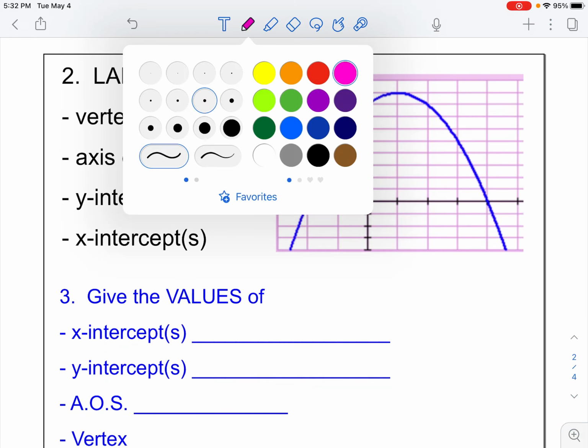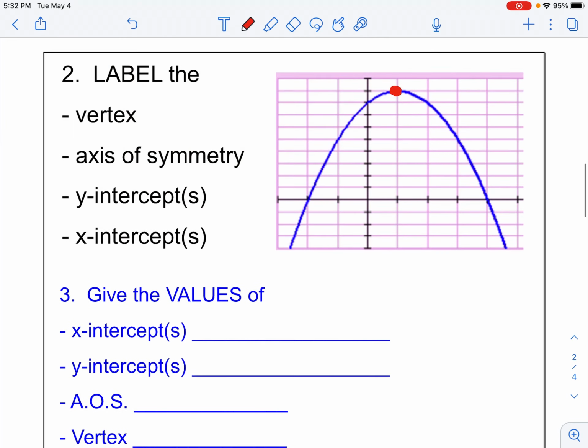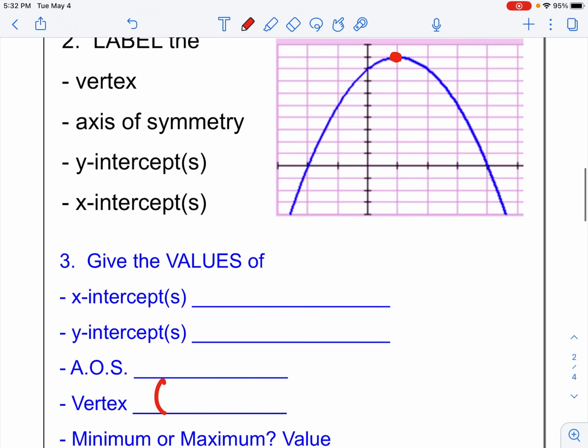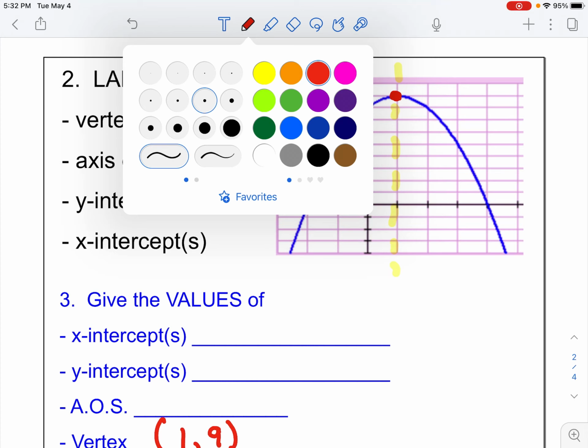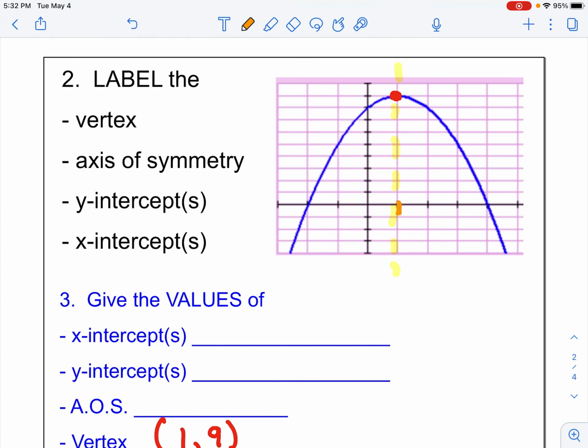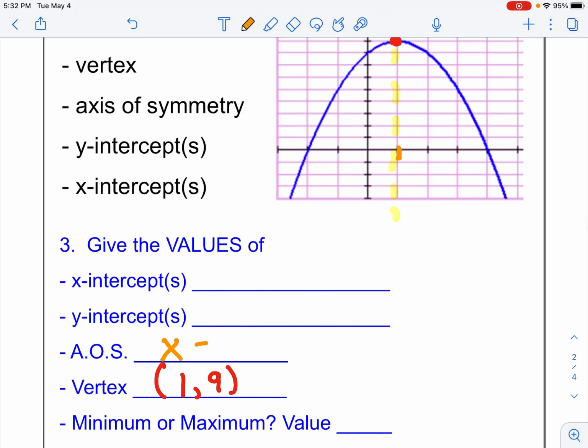Okay, the vertex right here, again, is the lowest or highest point, and that ordered pair, the vertex, is 1, 9. The axis of symmetry is the equation of the line that goes through the vertex, and the axis of symmetry goes through at the x value of 1, so the equation of the line is x equals 1. You do need that x there because it's not just a point, it's an equation of a line.